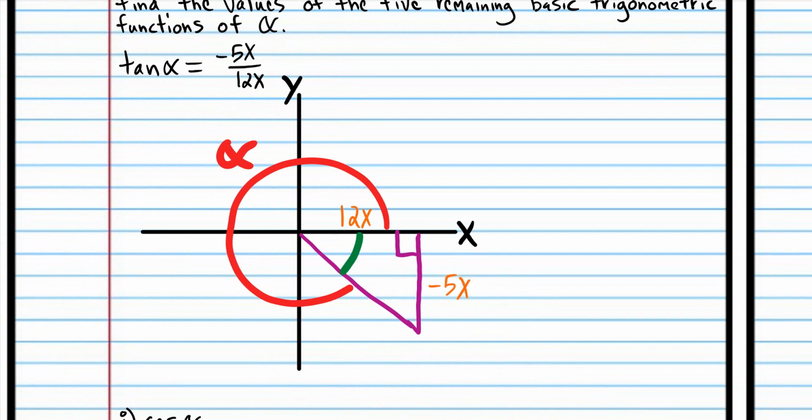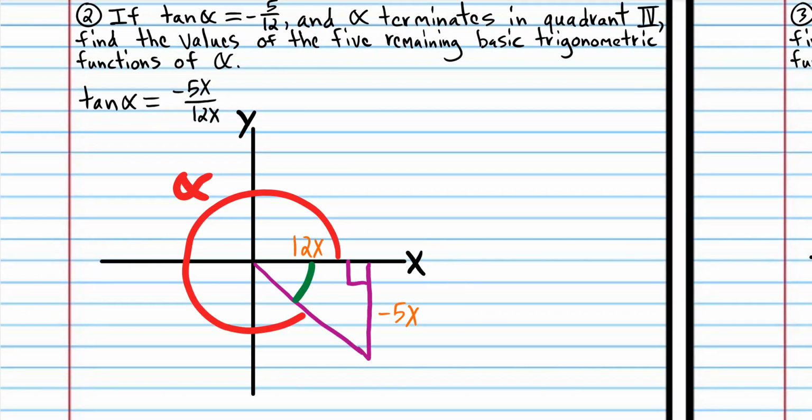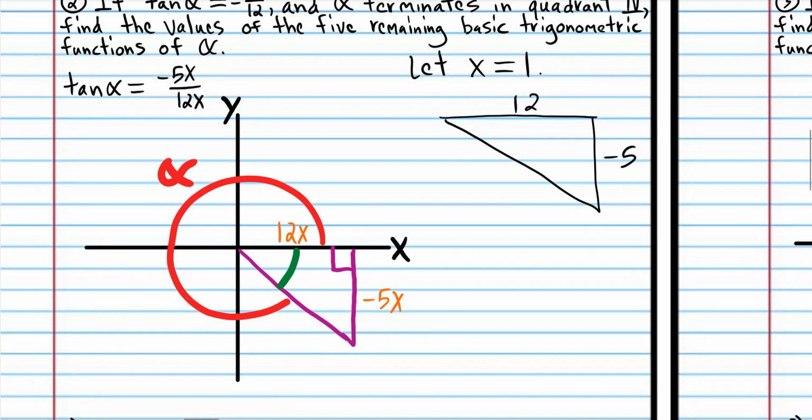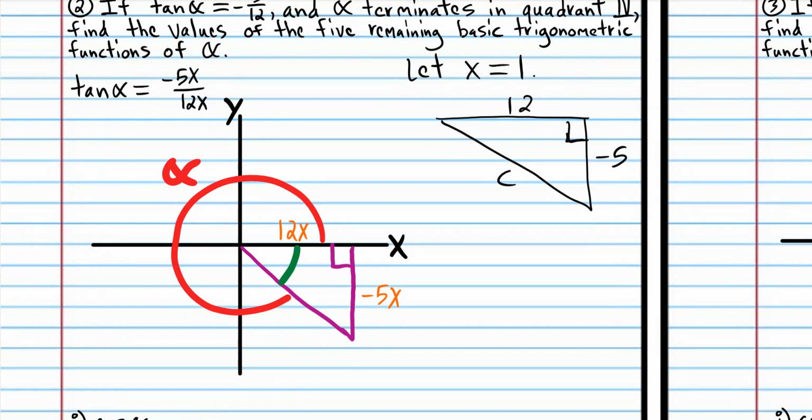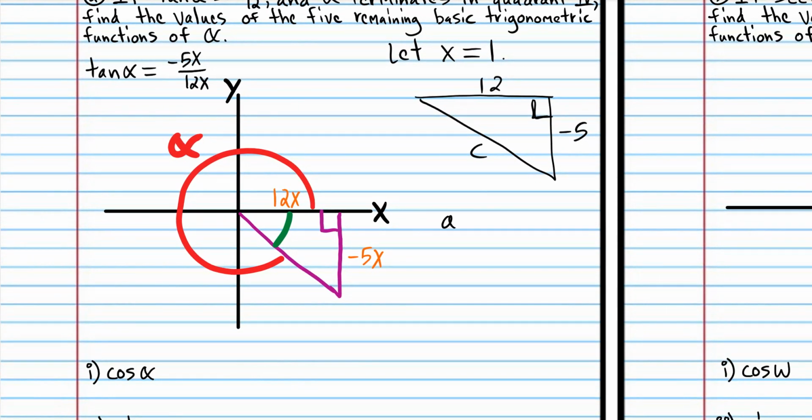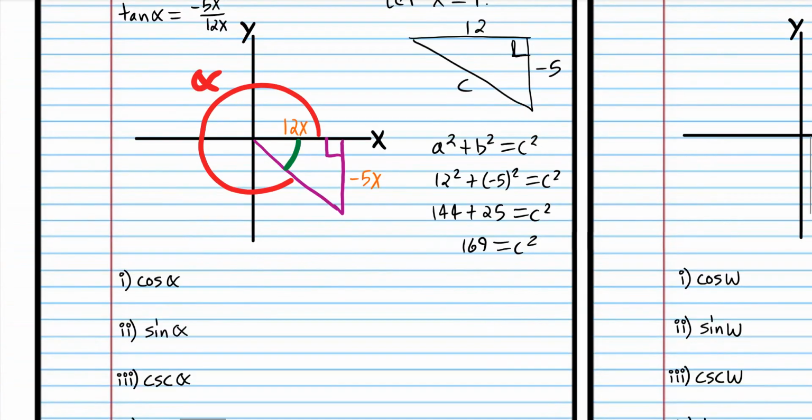So we need to find the missing side so that we can use it to calculate the other trigonometric ratios. So we're going to let x equal 1. That's convenient. So this side is 12 if x is 1. And this side is -5. And we'll call this side C. And we're going to use the Pythagorean Theorem. So 12 squared plus -5 squared is equal to c squared. So we have 144 plus 25 is equal to c squared. 169 is equal to c squared.